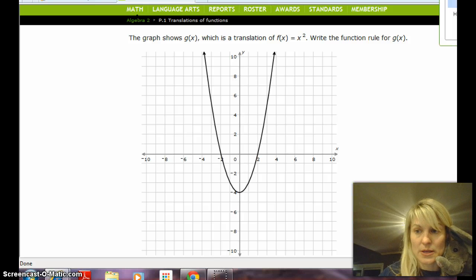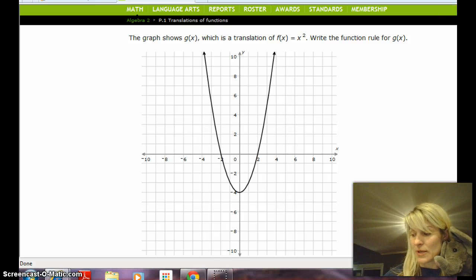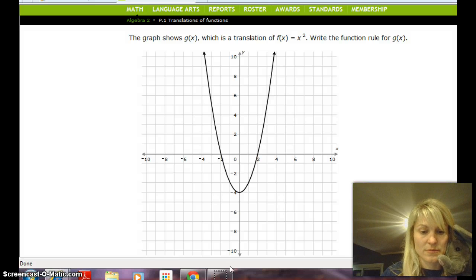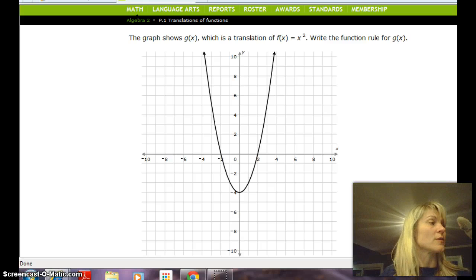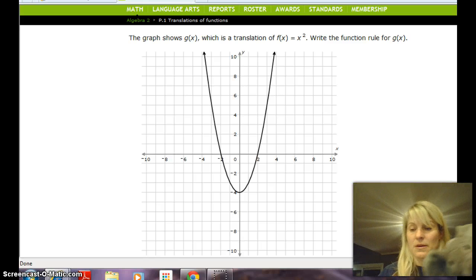Oops, sorry. I keep forgetting to incorporate my mouse. Come on, mouse. Somehow Fred keeps pausing that, and I don't know what you're doing, Fred. Fred, cut that out. All right.